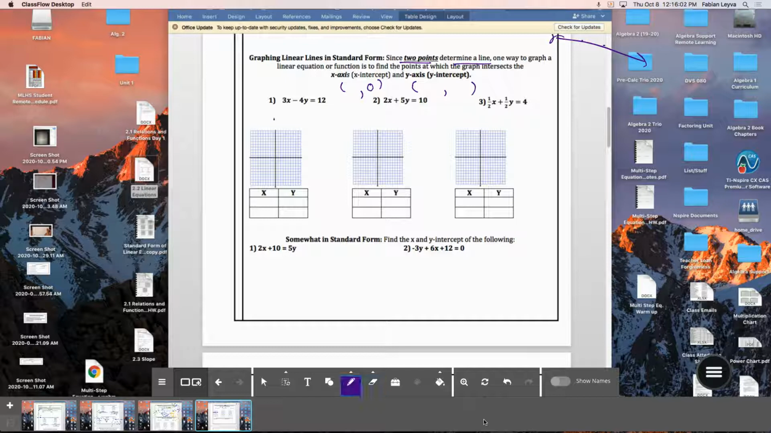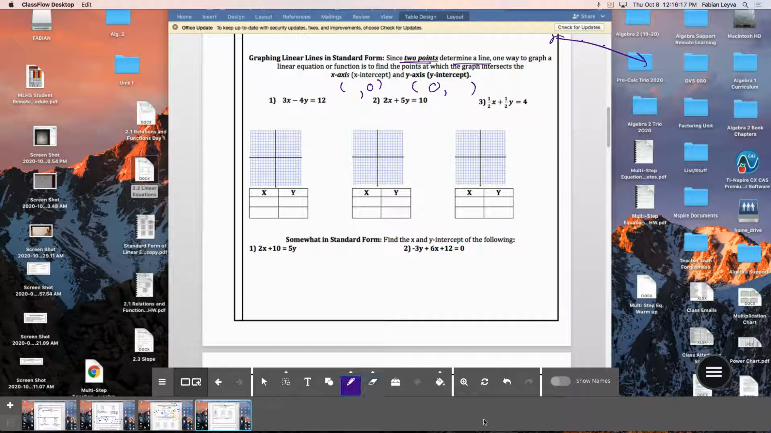Now, what happens when I'm trying to find my y-intercept? What does my x always equal? Well, your x is always going to be 0. Depending on where your point is, it's going to depend on what your y is, but no matter what, that x is always going to be 0.